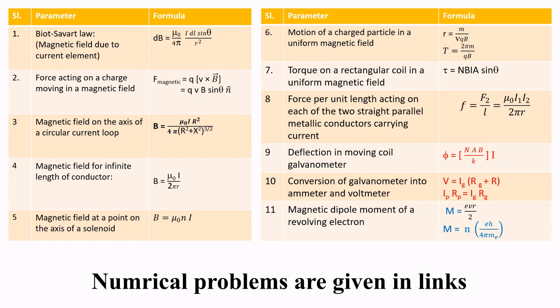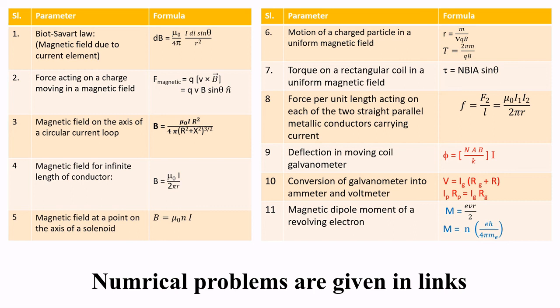Formula number 5. Magnetic field at a point on the axis of a solenoid is given by the relationship B is equal to mu naught into n into I, where n is the number of turns per unit length of the solenoid. Formula number 6. Motion of a charged particle in a uniform magnetic field. The radius of the motion of the charged particle is given by R is equal to m v divided by q into B, and the period of motion is given by T is equal to 2 pi m divided by q into B.